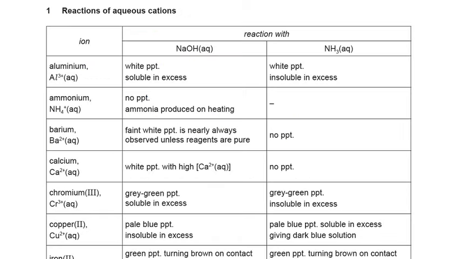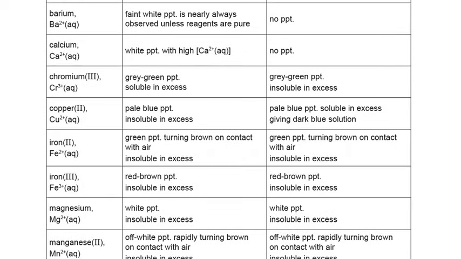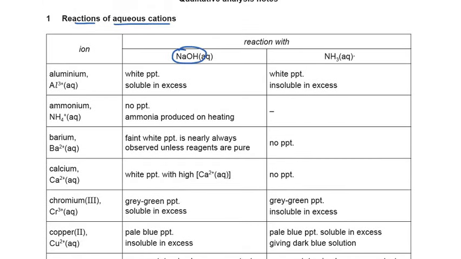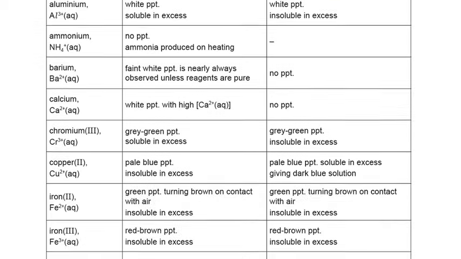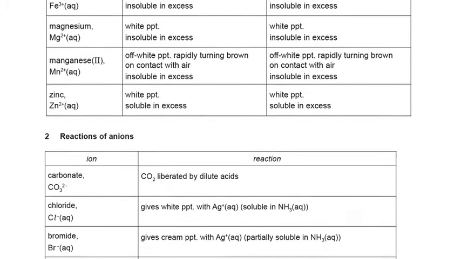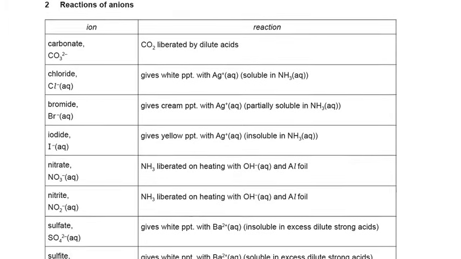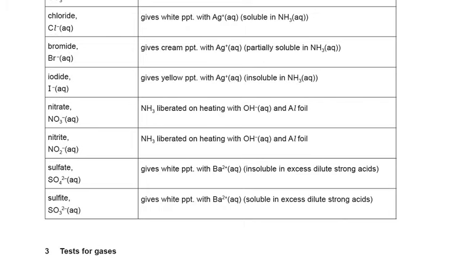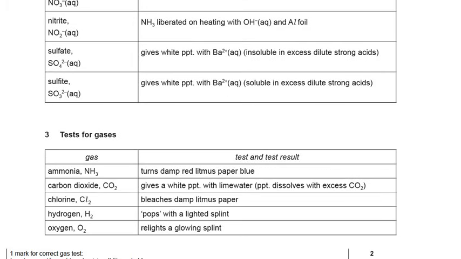Now before going ahead with the question, let me show you the last pages of the question paper, where the reactions of the aqueous cations, that is the tests of the cations, are given properly with full reagents. You can see that the reagents used are aqueous NaOH and aqueous ammonia, that is the solution form, and their observations are given along with the names of the cations. So we will be using this. Then the reactions of anions, that is the tests of the anions, are given with what reagent is used and what the observation is. Along with that, the tests for gases are also given.